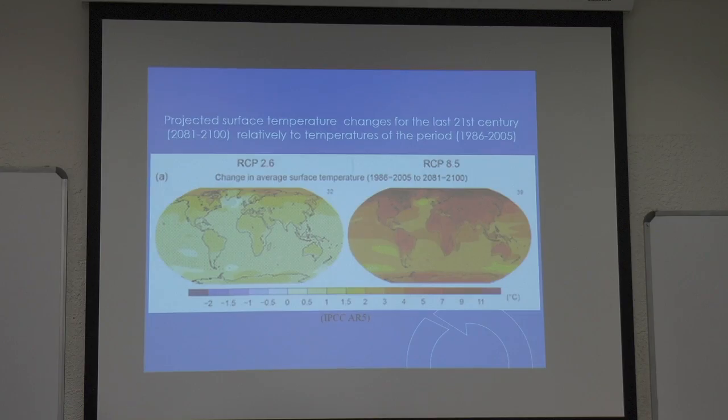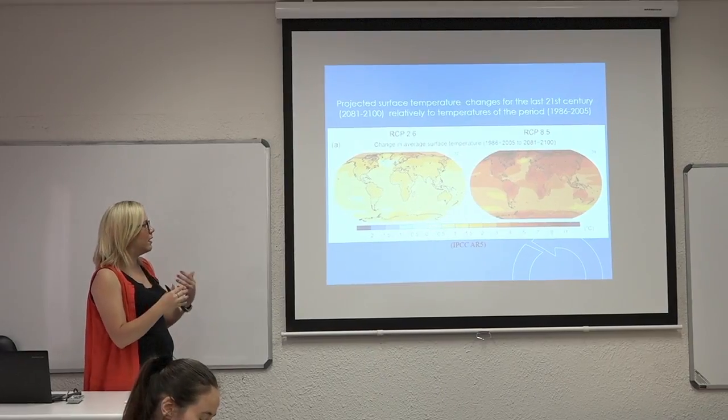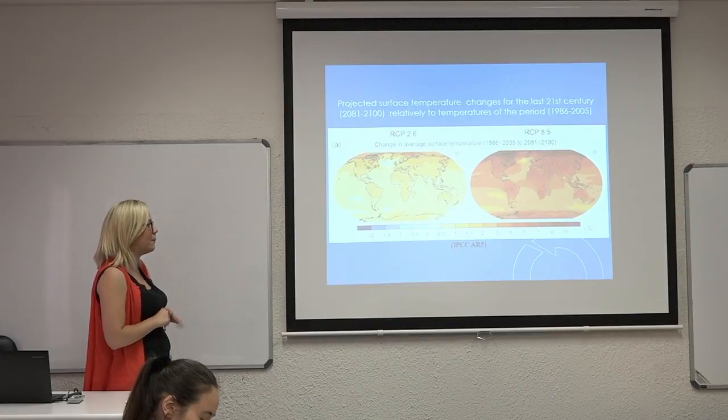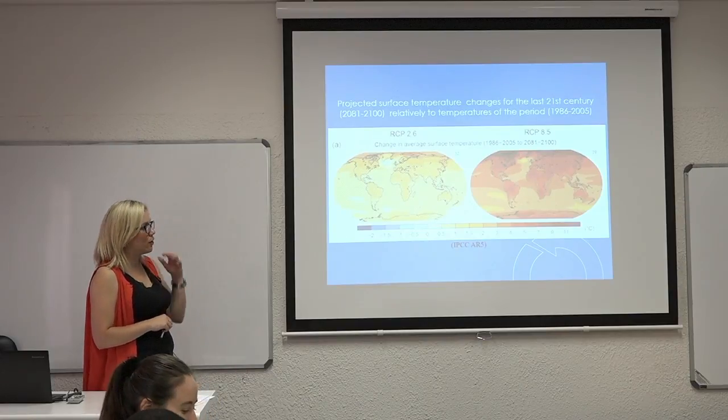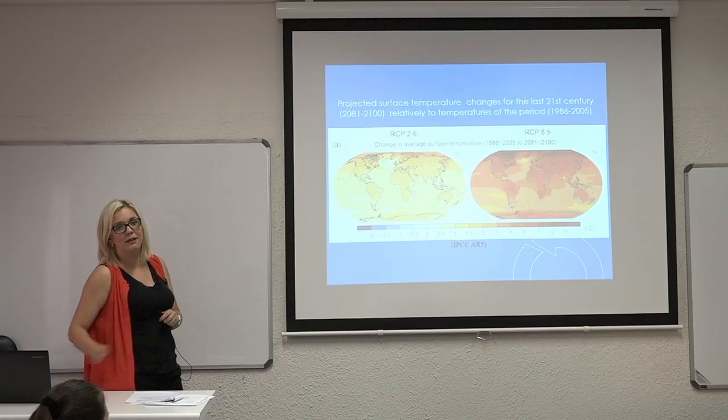And then here, I would just like to show you the projected surface temperature changes for the last part of the 21st century, from 2081 to 2100, relative to temperatures of the period 1986 to 2005. So you see that it's clear from projections that the temperature is rapidly increasing, and we can also see within the planet that different regions will be affected differently.